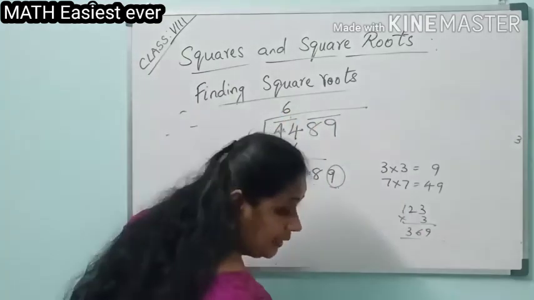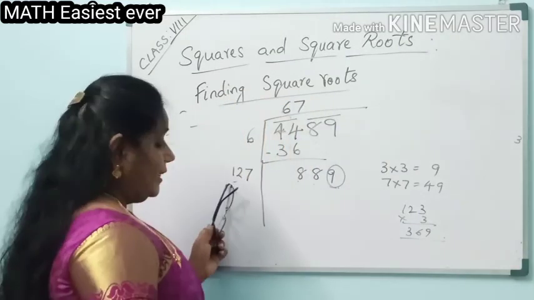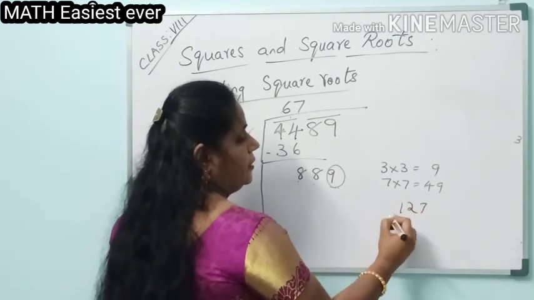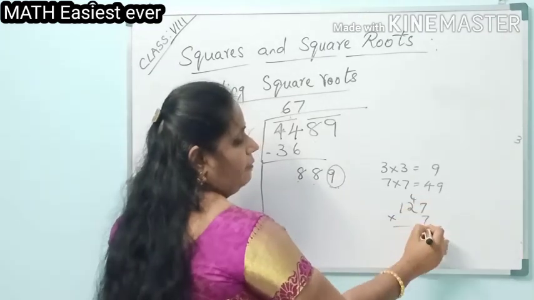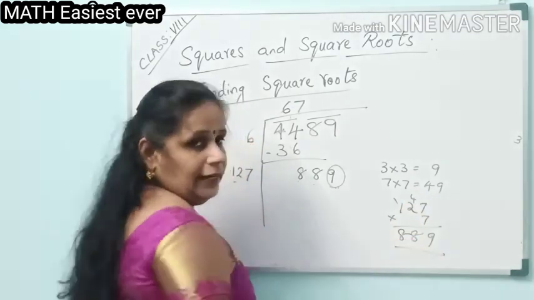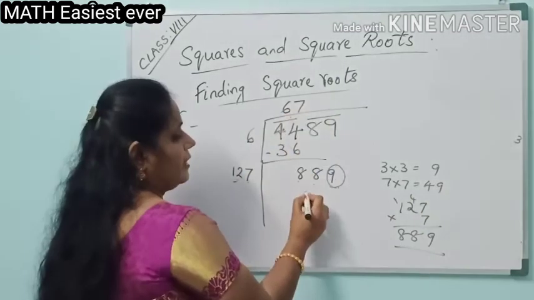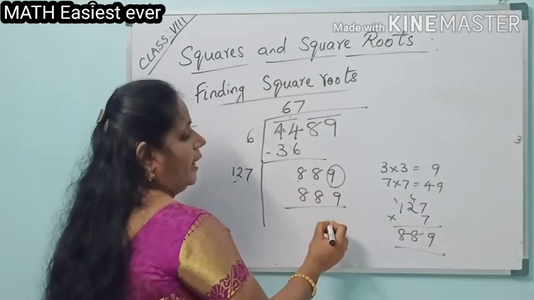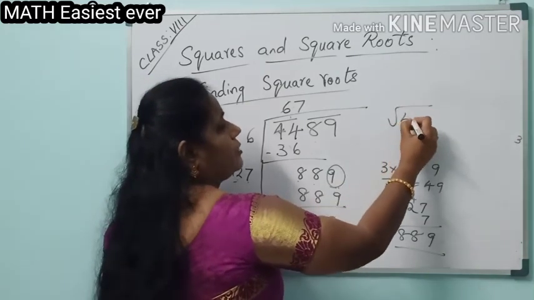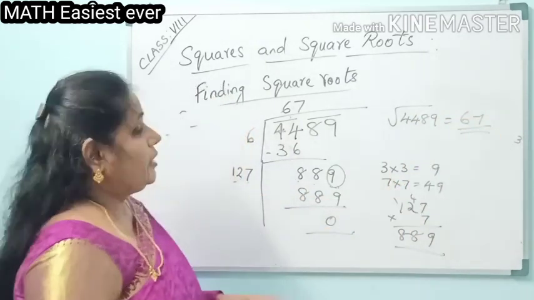So what is the next possibility? 7. So write 7 here and 7 here also. And check what 127 into 7 is. 7 7s are 49, 7 2s are 14, 14 plus 4 is 18, 7 1s are 7, so 889. You got the answer 889. So 127 into 7 gives you 889 and you arrive at the remainder 0. So the square root of 4489 is 67.